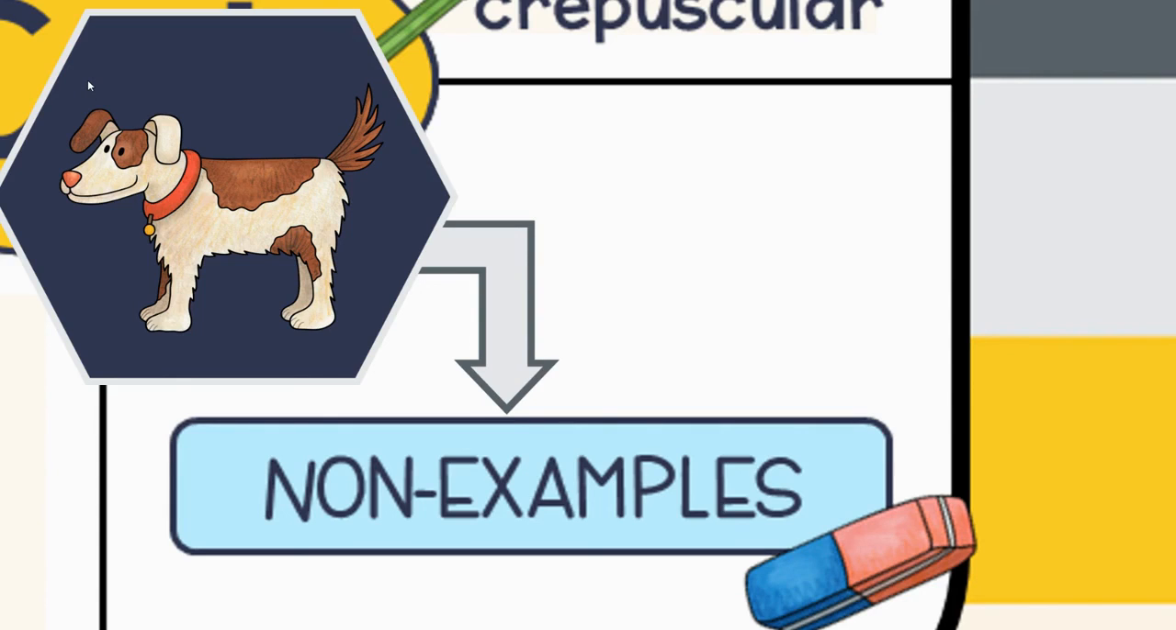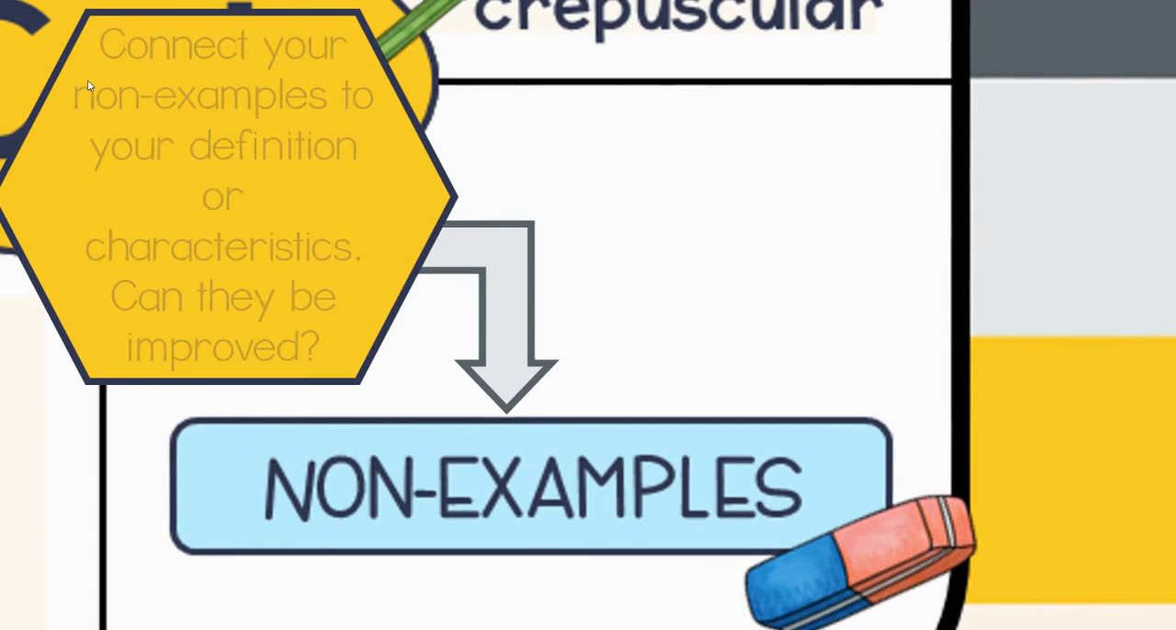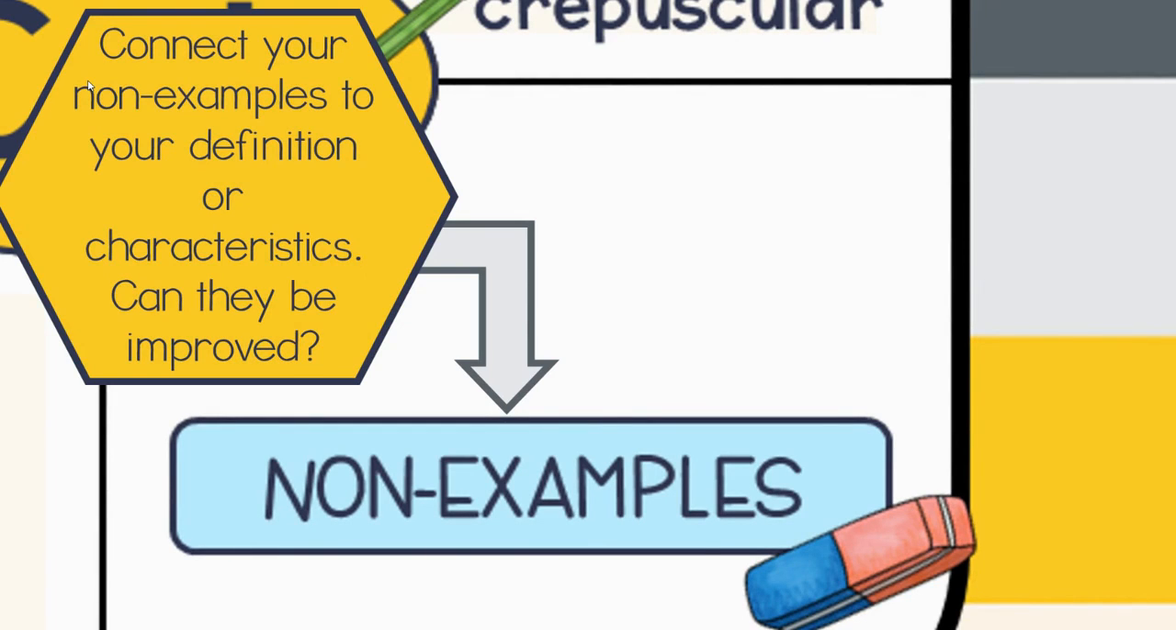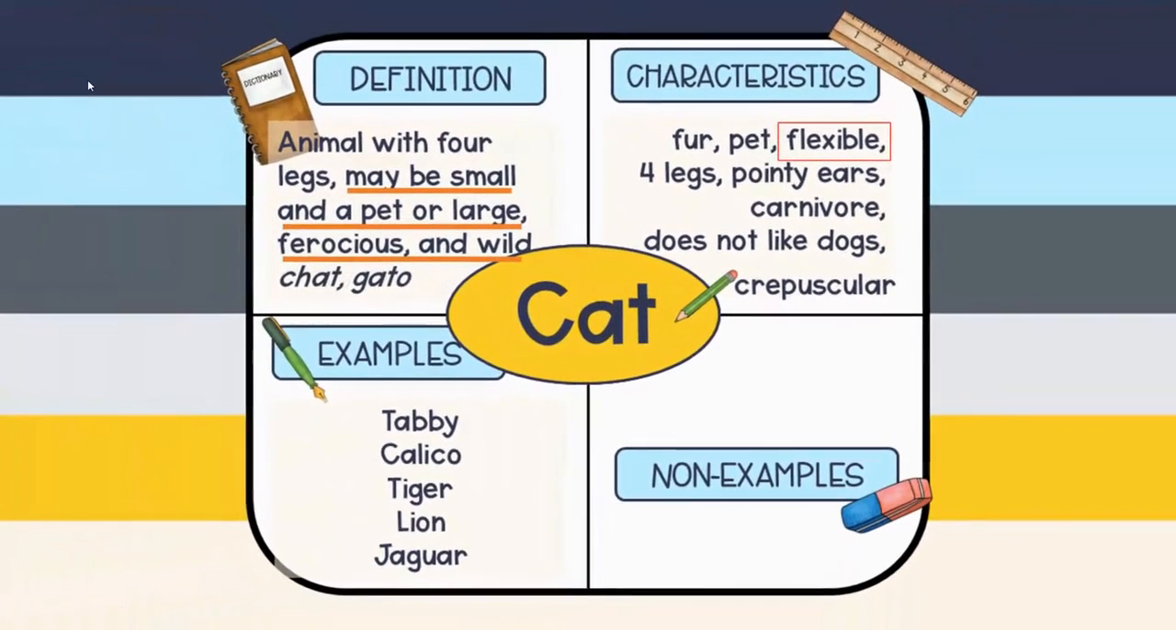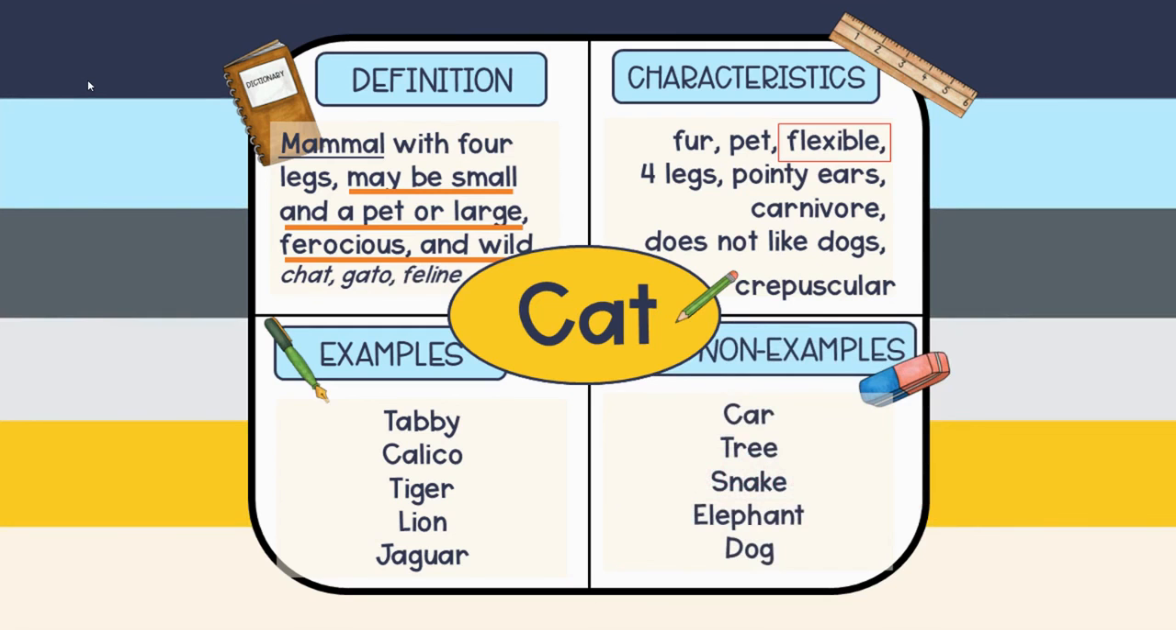And that reminds us we want to make sure that our definition is as specific as it can be. And that goes in the connect piece of it all. Connect the non-examples to the definition or characteristics and ask, can they be improved? Can we make our definition and characteristics even better? So let's take a look. Okay, in the definition area, we crossed off animal because we want to be more specific. We'll replace it with the word mammal. Mammal with four legs may be small and a pet or large, ferocious, and wild. And I also added the word feline to remind us it is a cat, it is not a dog. And our non-examples: car, tree, snake, elephant, and dog.